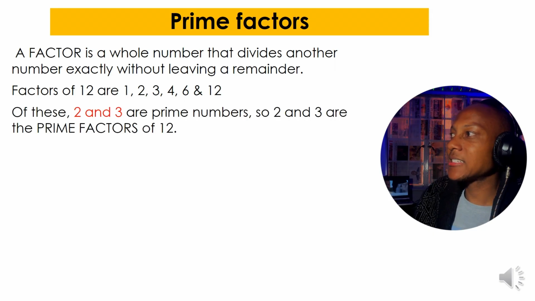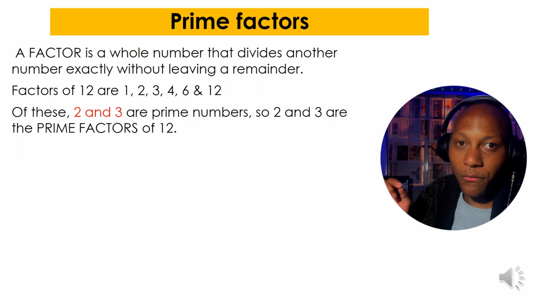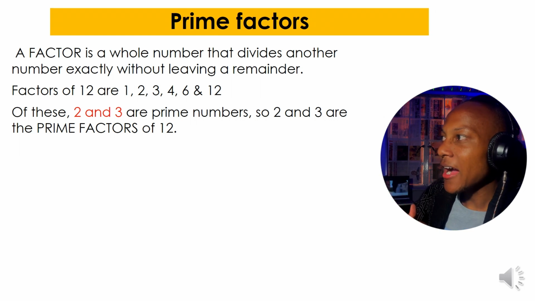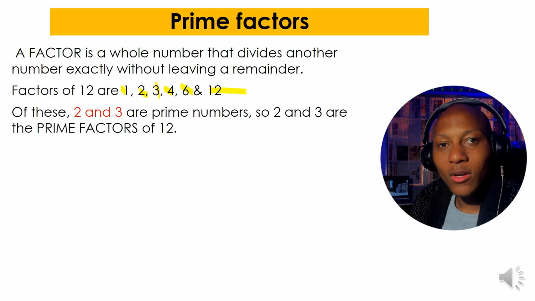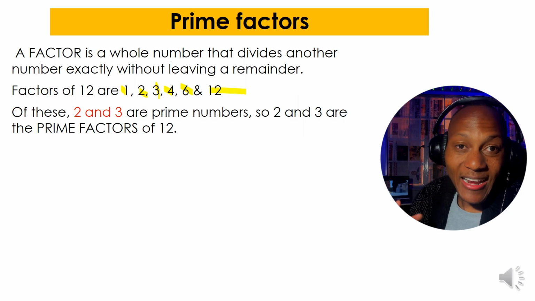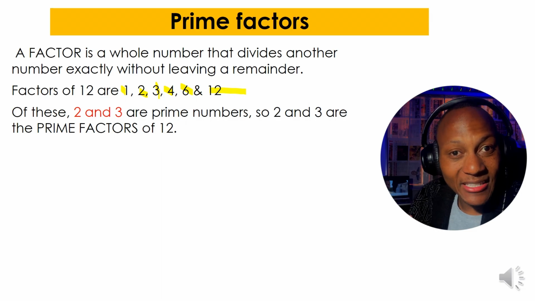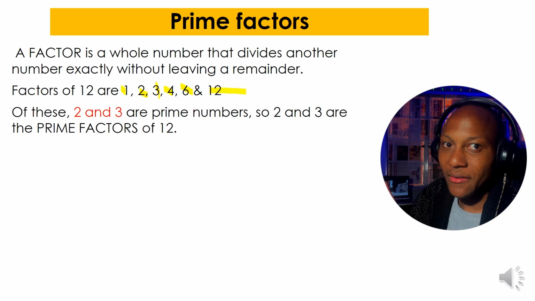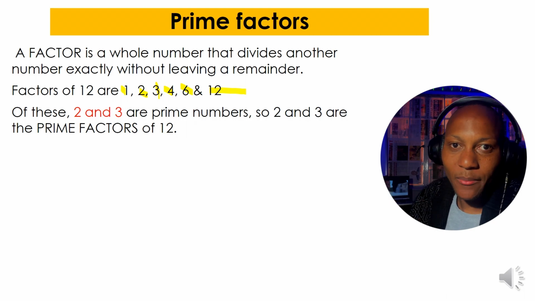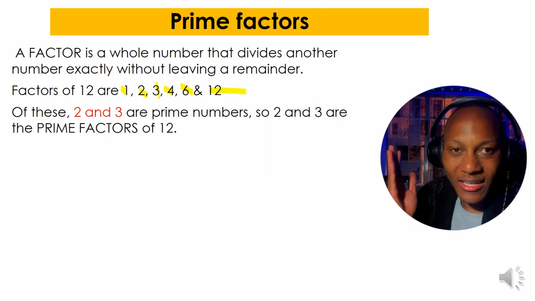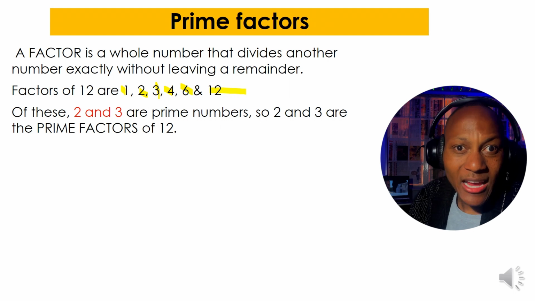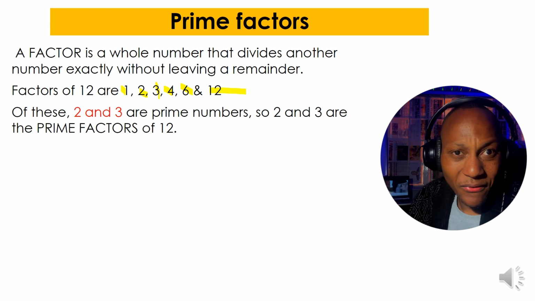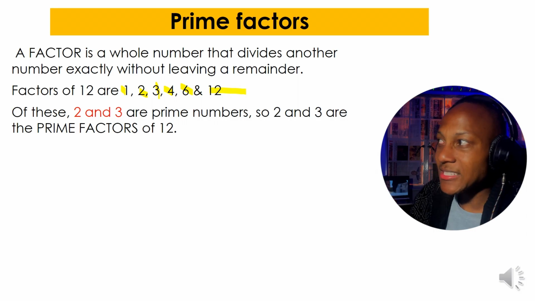Now, looking at the factors of 12, you can see that we have 1, 2, 3, 4, 6, 12. All of these are factors of 12. And remember, we talked about prime numbers, and we said a prime number is a number that can only be divided by 1 and itself without leaving a remainder, right? So 3 can only be divided by 1 and 3. There's no other number that can divide 3 without leaving a remainder. 5 can only be divided by 1 and 5. There is no other number that can divide 5 and not leave a remainder. So these are what we call prime numbers.